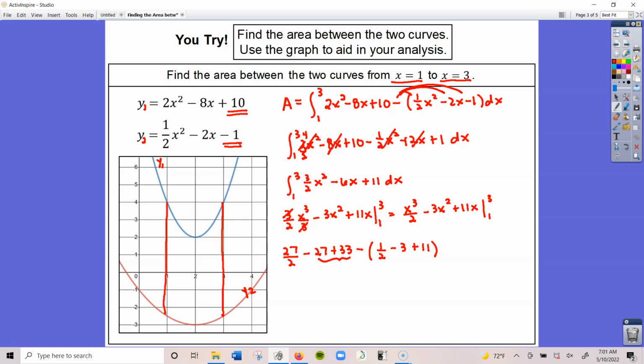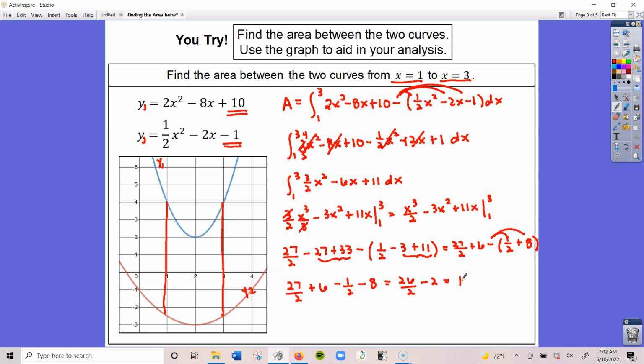We can combine here these whole numbers and then distribute the negative. So we would get 27 over 2, negative 27 plus 33 is plus 6, minus 1/2, negative 3 plus 11 is plus 8. Distribute this negative. We have 27 over 2 plus 6 minus 1/2 minus 8. We can combine 27 over 2 minus 1/2 is 26 over 2, and 6 minus 8 is minus 2.